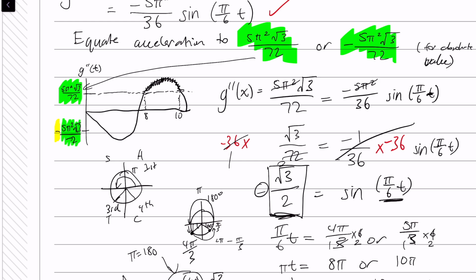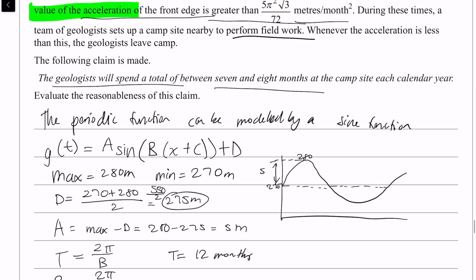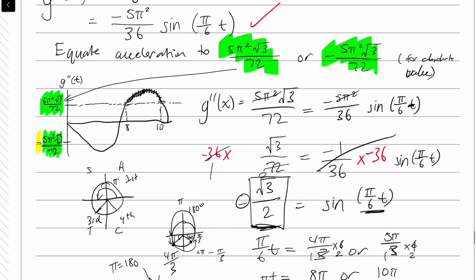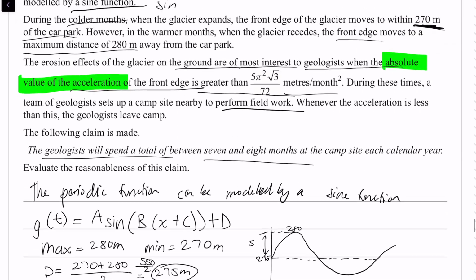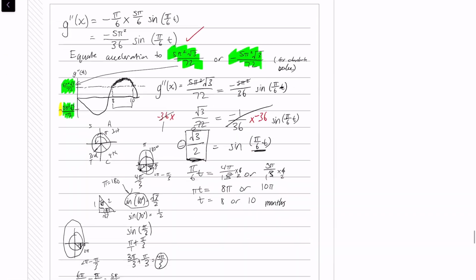for the minimum absolute acceleration, where the geologist will be sitting and waiting at the camp, or analyzing or performing field work, essentially, okay? So we need to calculate the distance between those, okay? Because we can't just calculate time and say that's our answer. We need to calculate the distance, because that gives us the total amount of time that they are spending at the campsite each calendar year, right?